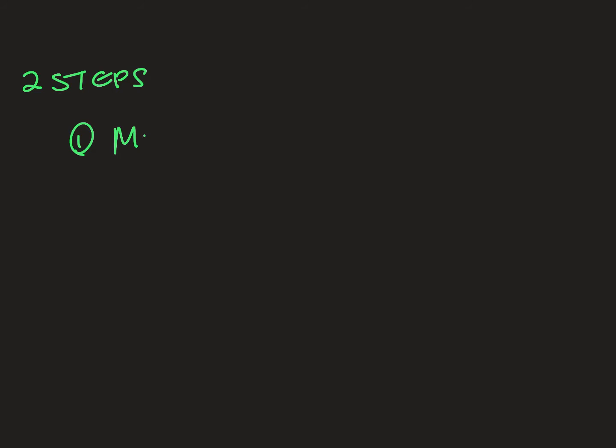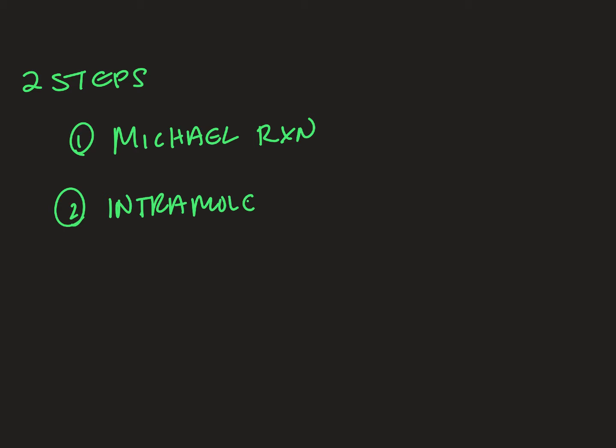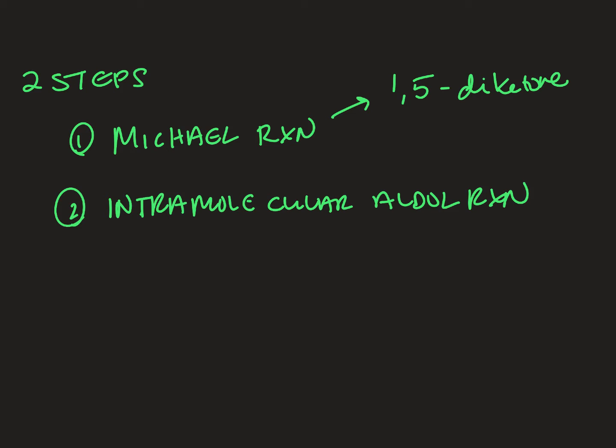So we're going to have a Michael reaction, and that Michael reaction is going to be followed by an intramolecular aldol. So the Michael reaction is going to typically, or in this case, is going to form a 1,5-diketone that can then undergo the intramolecular aldol reaction. And what we're going to form is a 6-membered cyclohexenone.